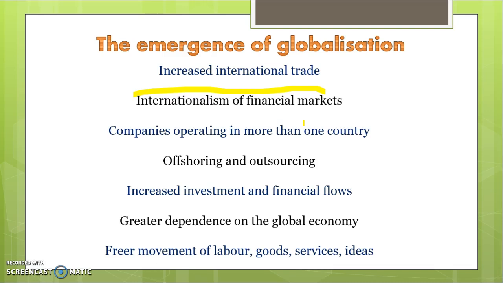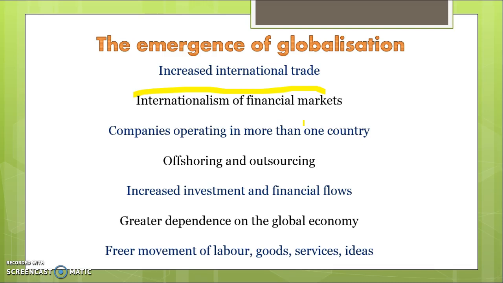Companies operating in more than one country, so the establishment of multinational companies is a big part of globalisation. Countries taking advantage of cheap labour, taking advantage of lower company tax rates in order to maximise their profits. Offshoring and outsourcing, so outsourcing is when you source labour and get parts of your business to operate overseas. So for example, Telstra might have their call centres in India, which is a good example of outsourcing, and offshoring is when the whole company moves overseas.